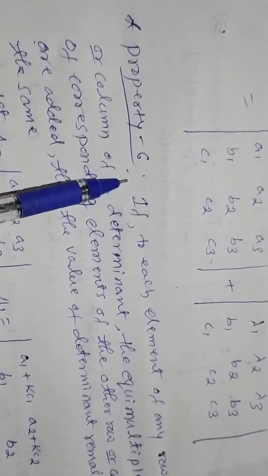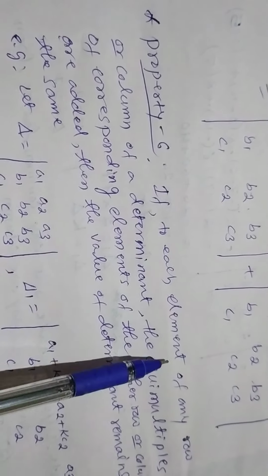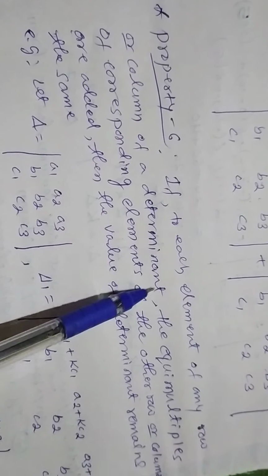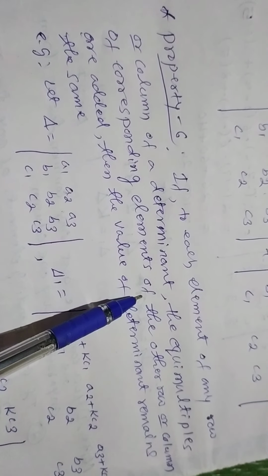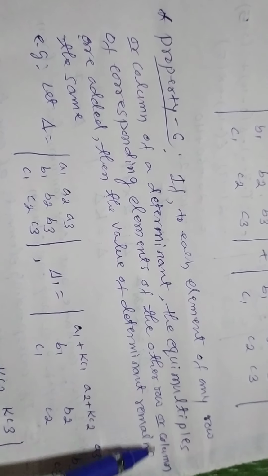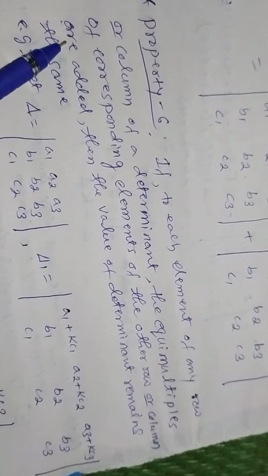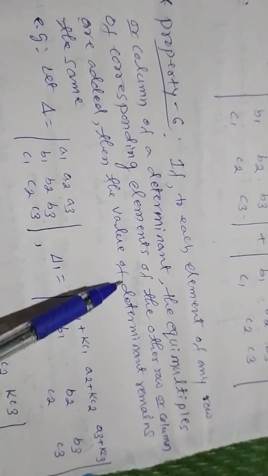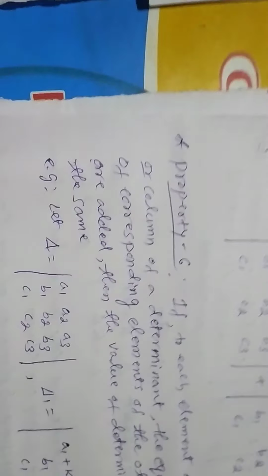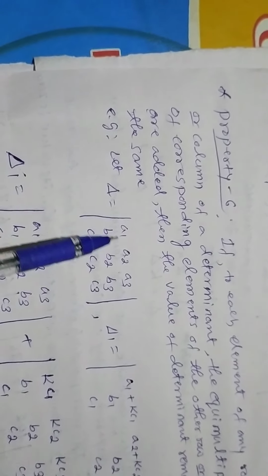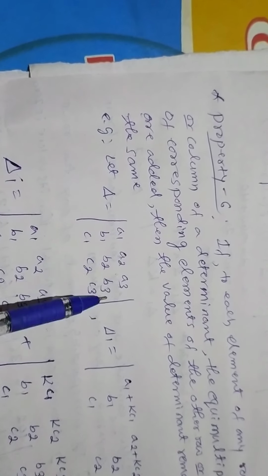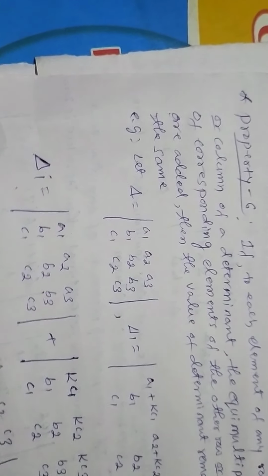And property 6: if to each element of any row or column of a determinant the equimultiples of corresponding elements of the other two rows or columns are added, then the value of the determinant remains the same. So consider the example here. According to the statement, let determinant delta be equal to a1 a2 a3, b1 b2 b3, c1 c2 c3. This is a given determinant.